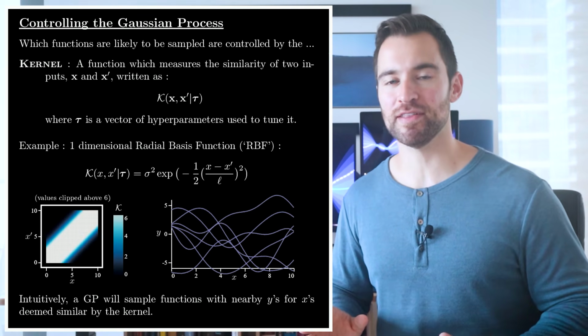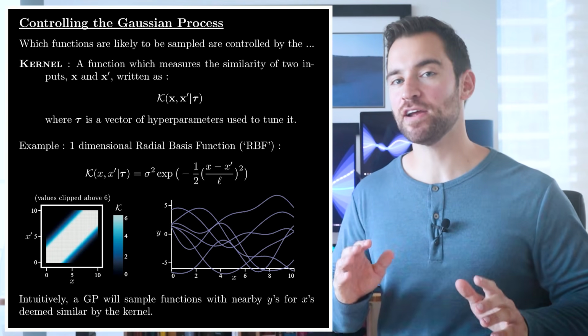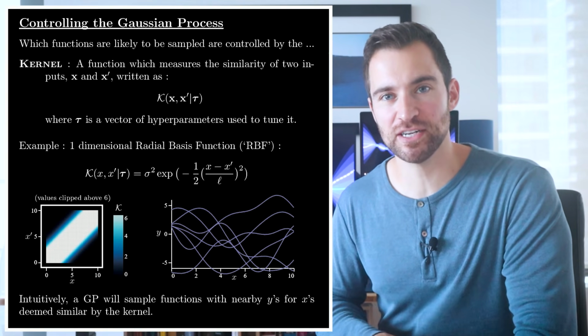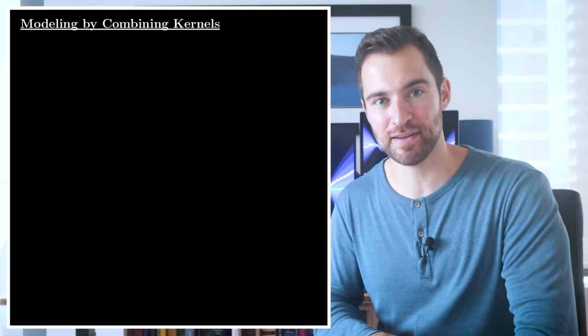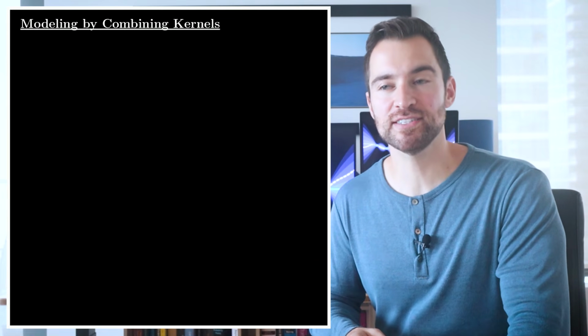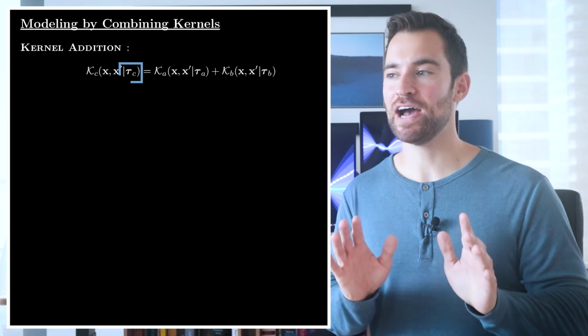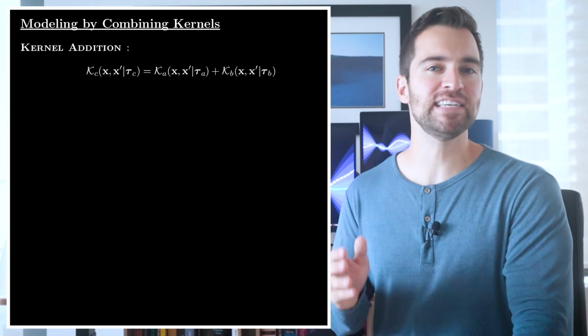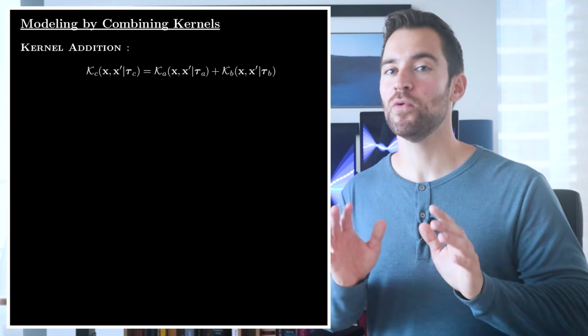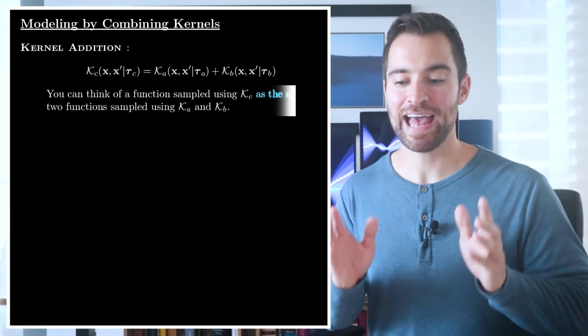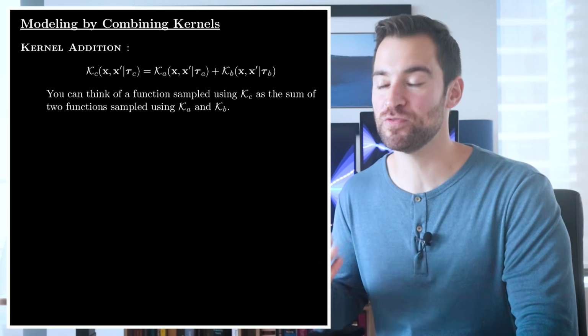Okay, let's talk more broadly. Outside of the RBF, there are many other kernels, especially once you consider multidimensional inputs. But instead of reviewing those, let's just talk about the most typical way people model with a GP. Basically, you have a set of simple kernels available to you, and you create complicated models by combining them. A very typical way to combine kernels is to just add them together. Now, that leads to a question. How do the samples of that summed kernel relate to the samples of the component kernels? Well, in the case of addition, it's simple. Adding kernels corresponds to adding sampled functions.